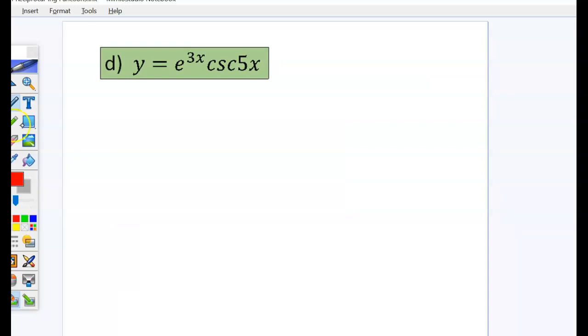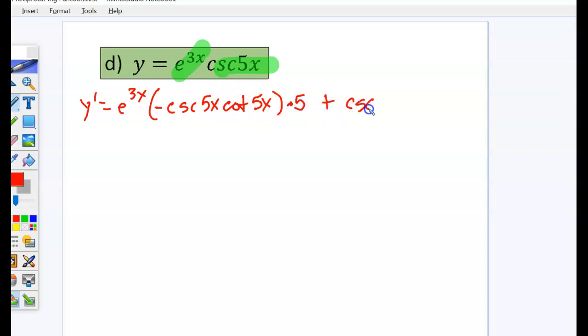So this one here, we look at it closely. This is the product rule because I have two functions. So y prime is going to be the first function times the derivative of cosecant, which is negative cosecant 5x cotangent 5x times 5, plus the second function times the derivative of the first, which is going to be an exponential, so it's itself, times the derivative of the exponent.